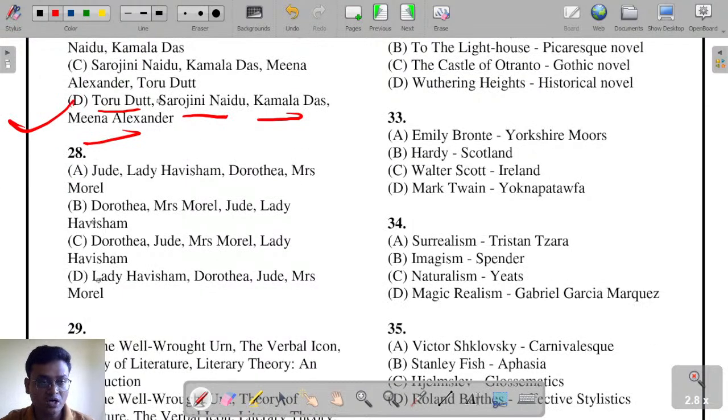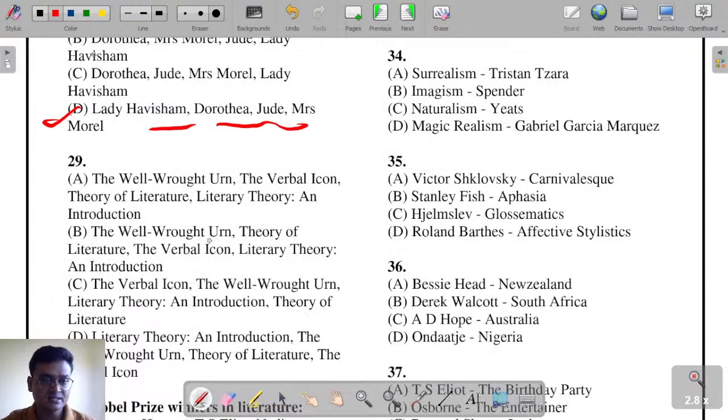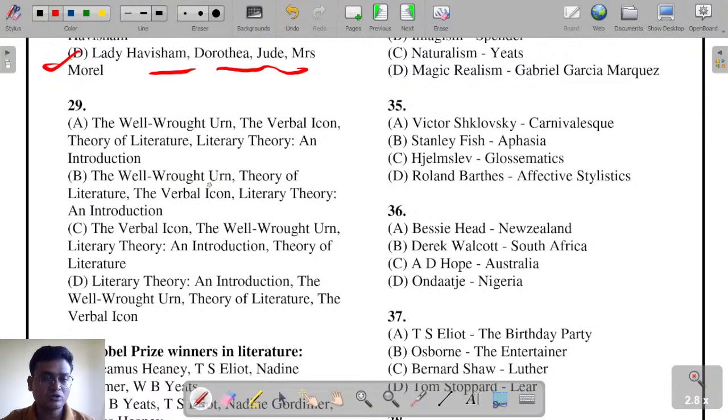28 now: Jude the Obscure, Lady Havisham, Dorothea, Mrs. Morel. Okay, 28 here. Lady Havisham, Dorothea, Jude, and Mrs. Morel. Mrs. Morel is from Sons and Lovers. Jude is from Jude the Obscure. Dorothea is from Middlemarch. Lady Havisham is from Great Expectations.